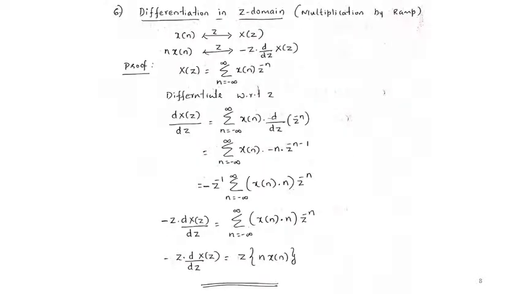Next we'll discuss differentiation in Z domain. That is also multiplication by a ramp signal. So you know what a ramp signal is? The ramp signal is generally given as r of n, that is equal to n, and its value is n for n greater than or equal to 0 and 0 for n less than 0. So in the time domain we'll consider it as a ramp signal. In the frequency domain or the Z domain it will be a multiplication. Sorry, it will be a differentiation.